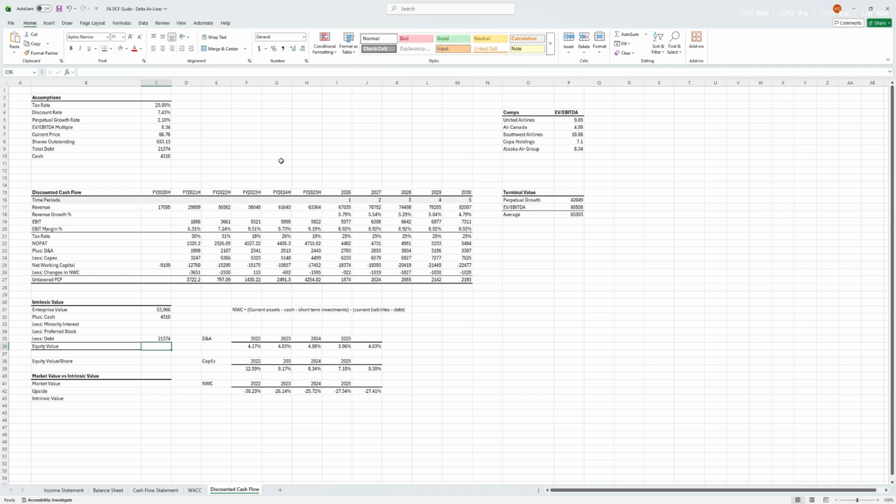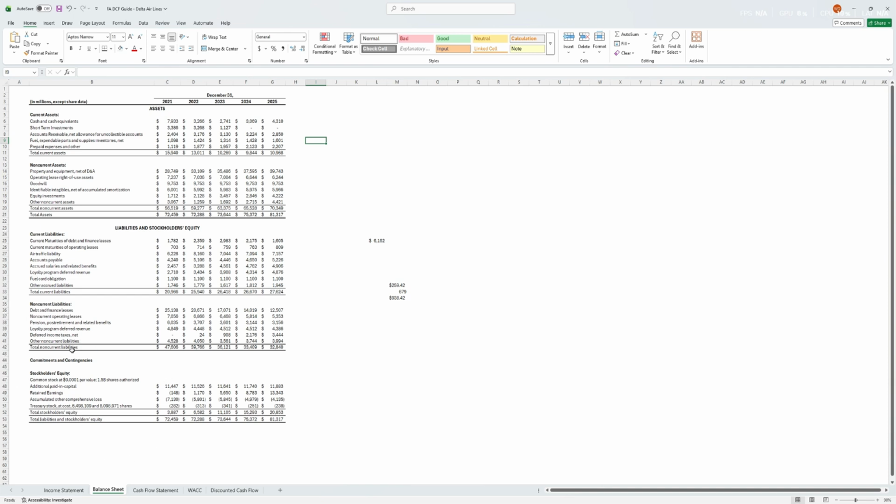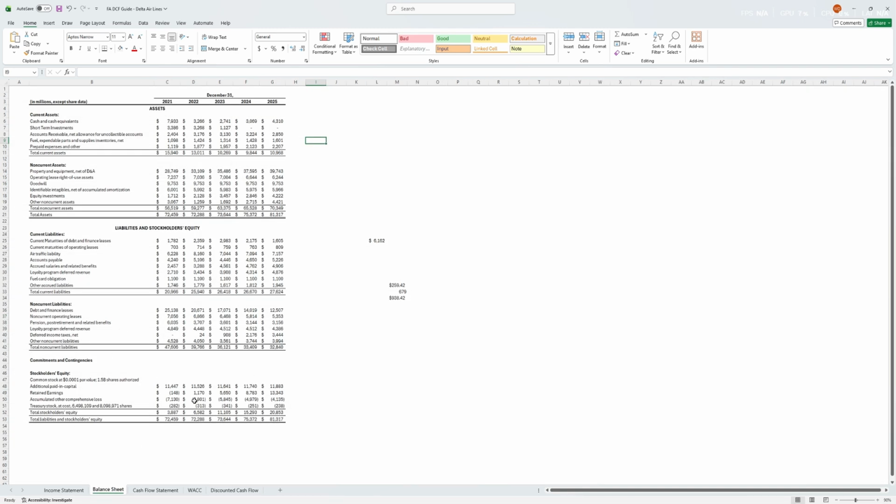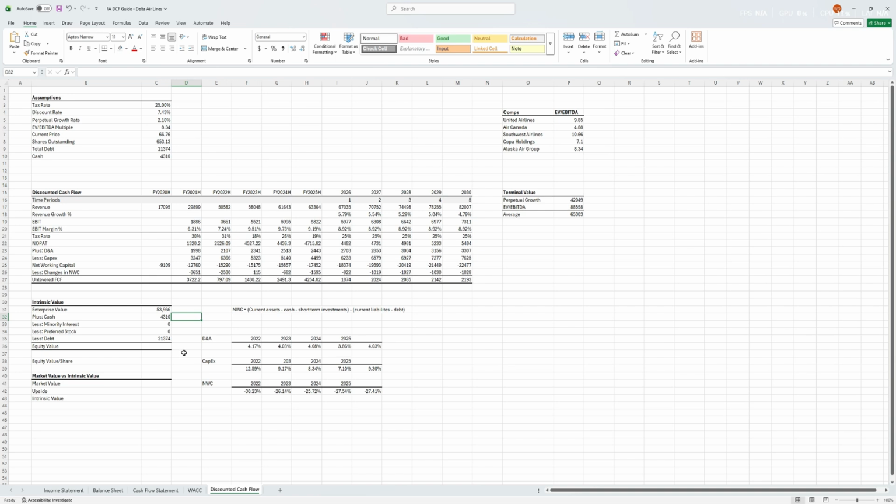Funnily enough, in this case, Delta does not actually carry any outstanding minority interest or preferred stock at this time, but you will find these figures in the balance sheet under stockholders' equity. I just went and double checked; they do not have any, which is kind of funny in this scenario. So for both of these, Delta would be a 0, but check on this for your company. You may see it under stockholders' equity, and that'll be something you'll have to subtract out.